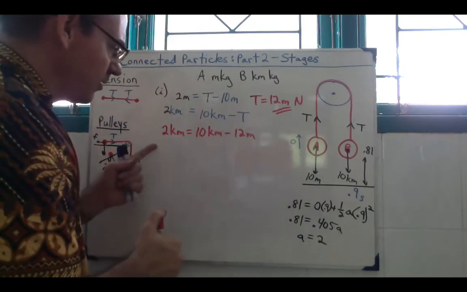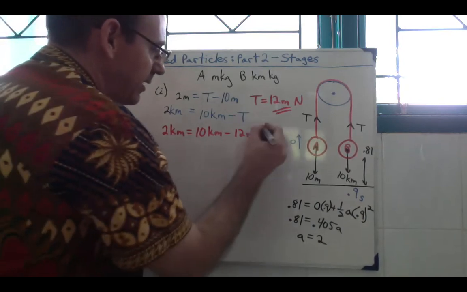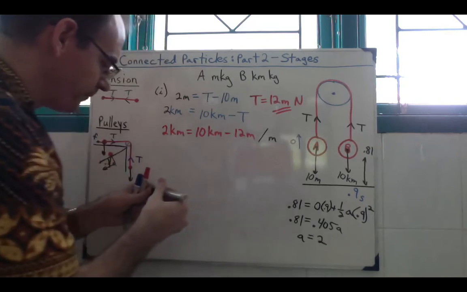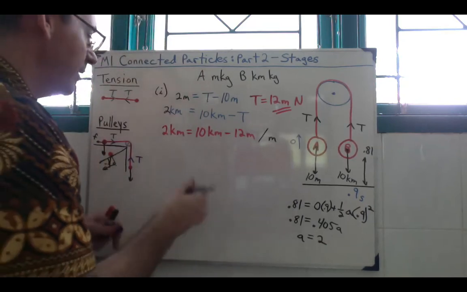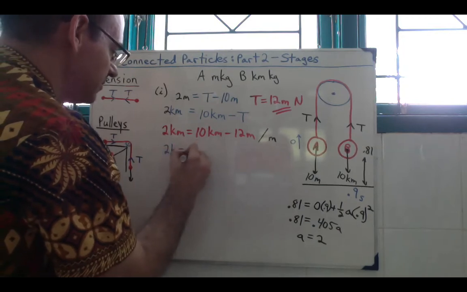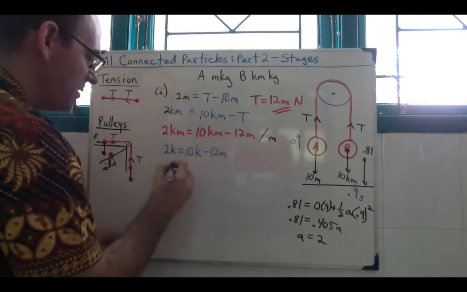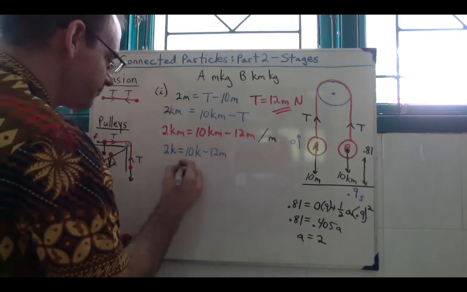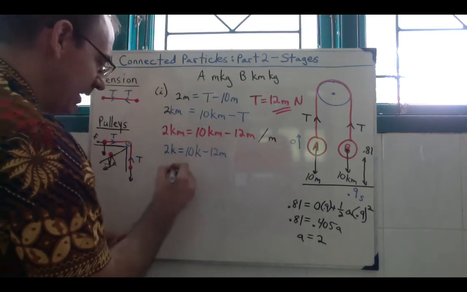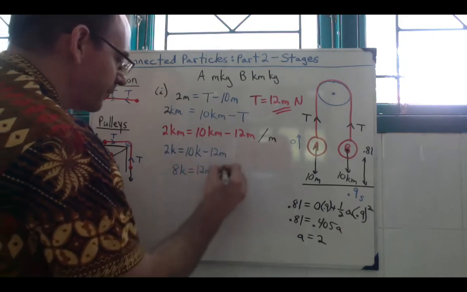And there's an m common to all of it. So if we divide out the m, then that leaves us with 2k equals 10k minus 12m. Add the 12m to the other side and subtract 2k. So we get 8k equals 12m.